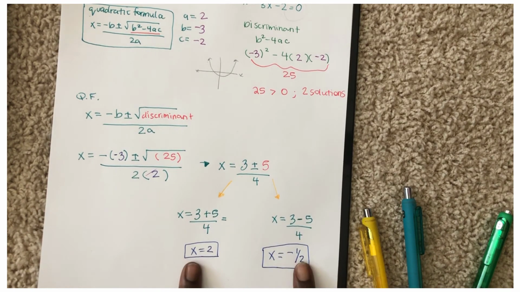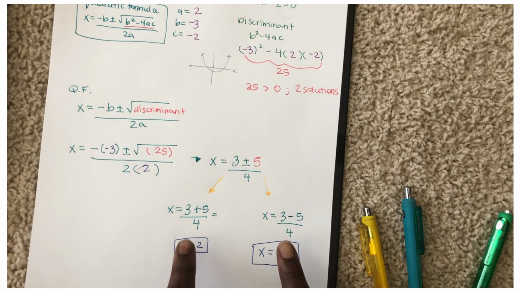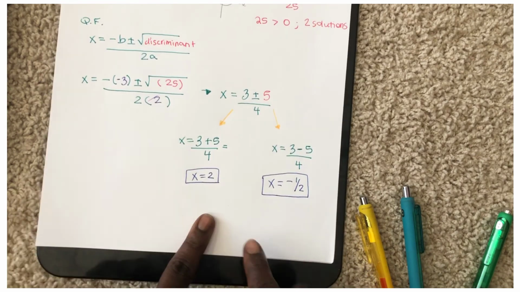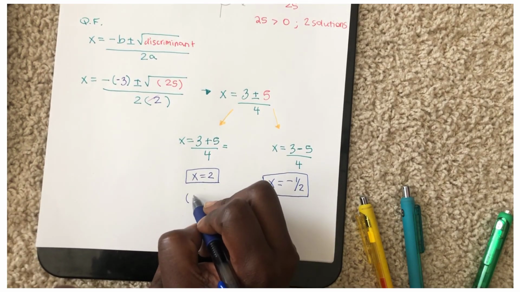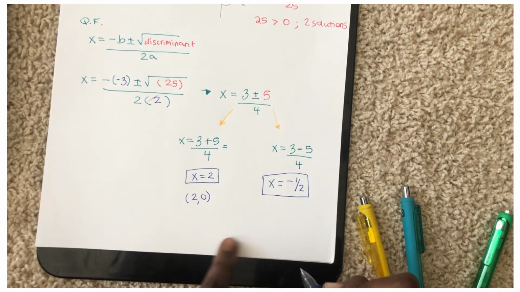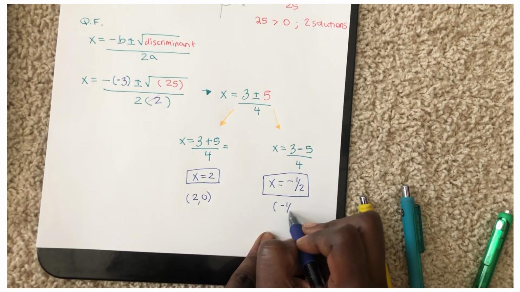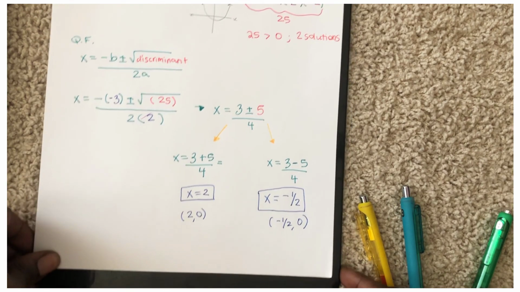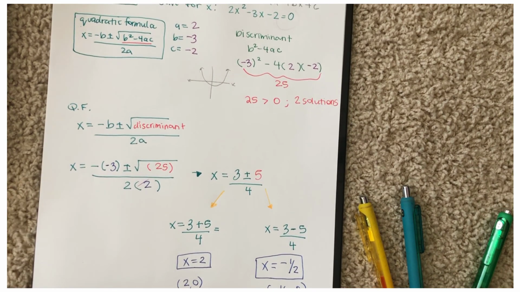And that is going to be our 2 solutions for this equation. And this is where our graph crosses the x-axis. It crosses the x-axis when x is 2 and the y is 0. It also crosses when the x is -1/2 and the y is 0. Okay? And that is how we use our quadratic formula, y'all.